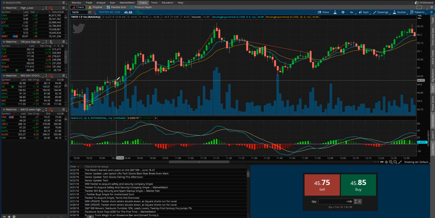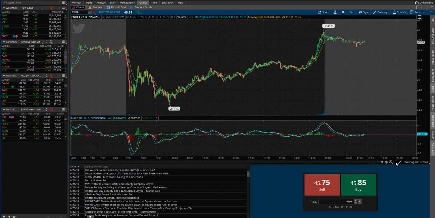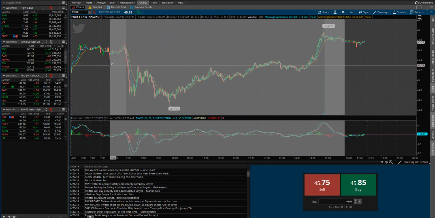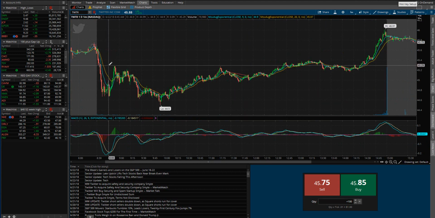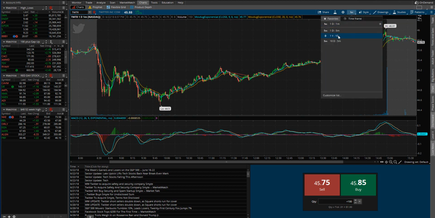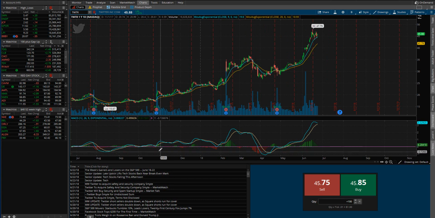So you have convergence and divergence. Divergence means to separate, convergence means to come together. So let me zoom out a little bit. So let's start with a bearish divergence. Let's back out to the 1 day, 1 year chart.